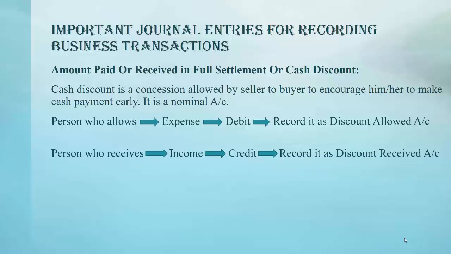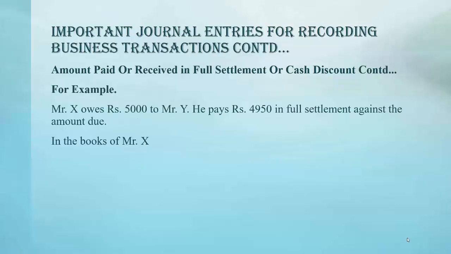Let's understand this with the help of an example. Suppose Mr. X owes rupees 5,000 to Mr. Y. He pays rupees 4,950 in full settlement against the amount due. Here actually Mr. X should give rupees 5,000 to Mr. Y, but he is actually paying rupees 4,950 in full settlement. So the amount of cash discount is rupees 50 and it is an income for Mr. X and it is an expense for Mr. Y.